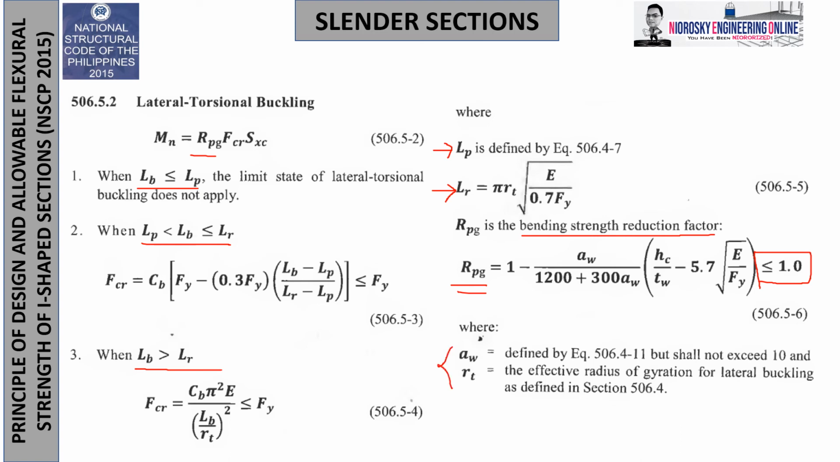So, A sub W in RT is discussed in accordance with this. But A sub W should not exceed 10, meaning A sub W is less than or equal to 10. Otherwise, 10 is what you use when it is more than that. Effective radius of gyration R sub T was already discussed in the previous code, in this video lecture.